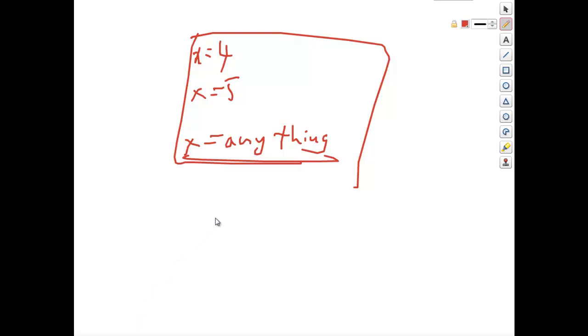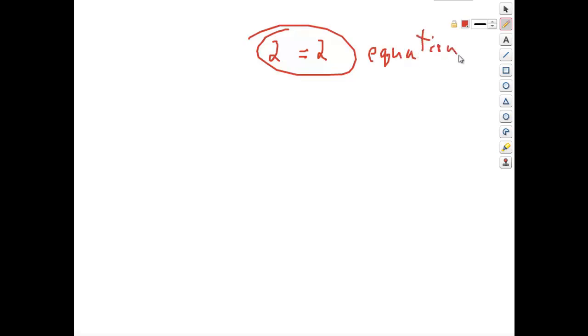Well, now we have to find out or know what is an equation. Well, what is an equation? An equation is very simple. An equation is anything with an equal sign in it and a true statement on both sides. 2 equals 2 is an equation. Okay? You'll notice equation has the word equal in it. Well, almost anyway.